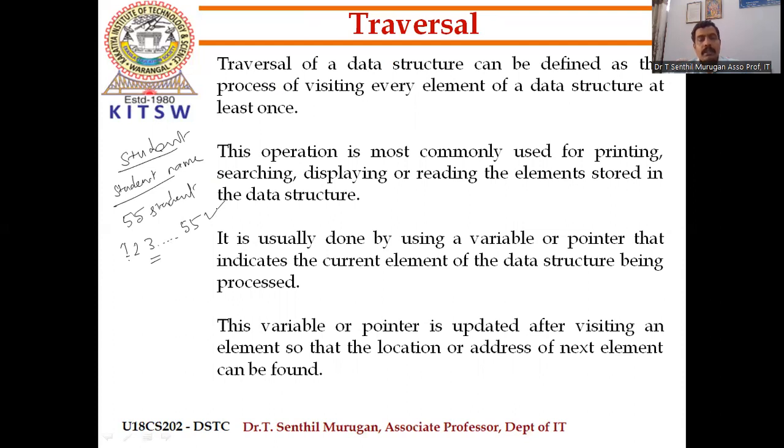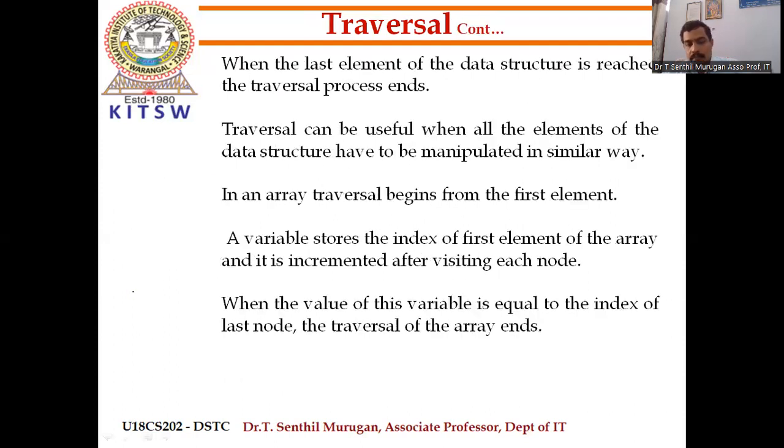Normally how it is done: it will create a pointer. The pointer indicates the current element, and whenever it is processed, the pointer is incremented by 1, pointing to the next element. The pointer will move from the first element up to the last element. That is considered traversal.